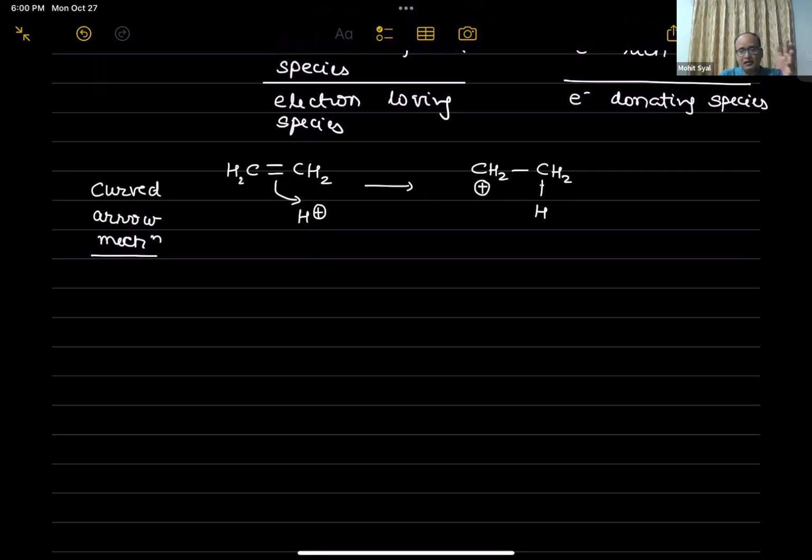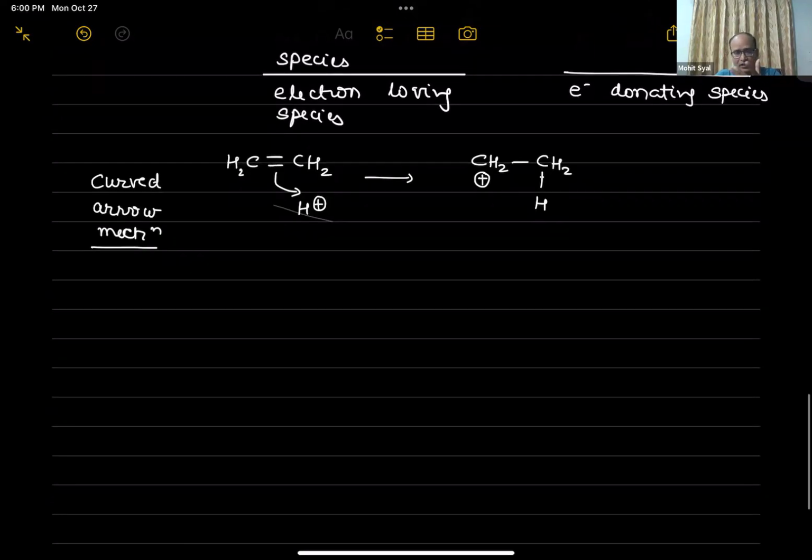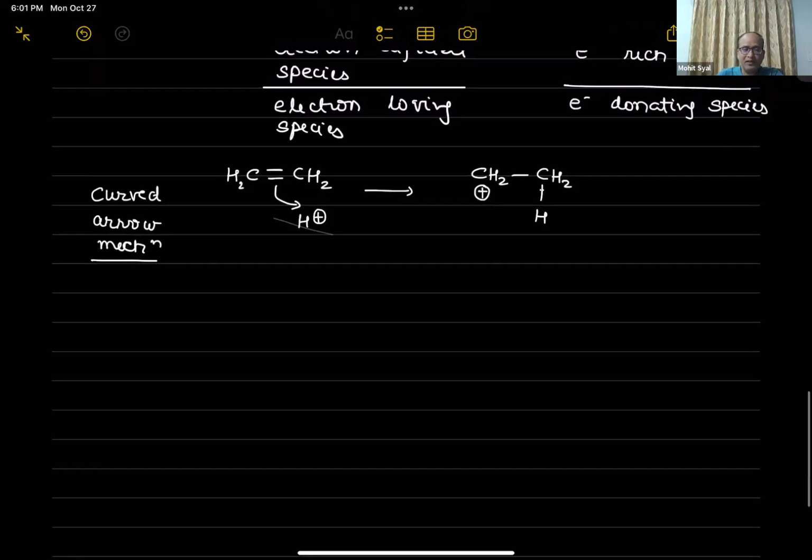Why is the plus charge on the carbon? Look, by pulling this pi electron, H got electrons from this pi bond, and now it is not an intermediate. Now it has connected completely to the carbon. It has become neutral. But during this whole process, someone has lost its electron. Are you getting my point? Who is the loser? Who has lost the electrons?